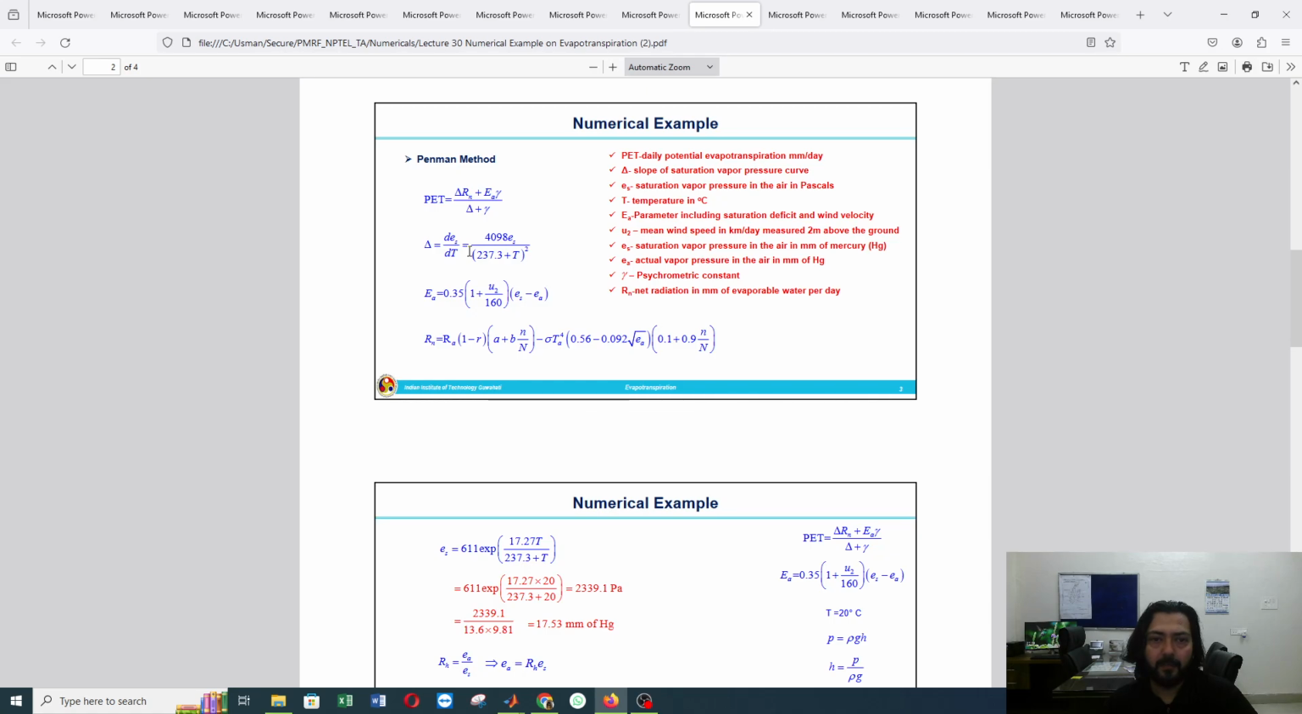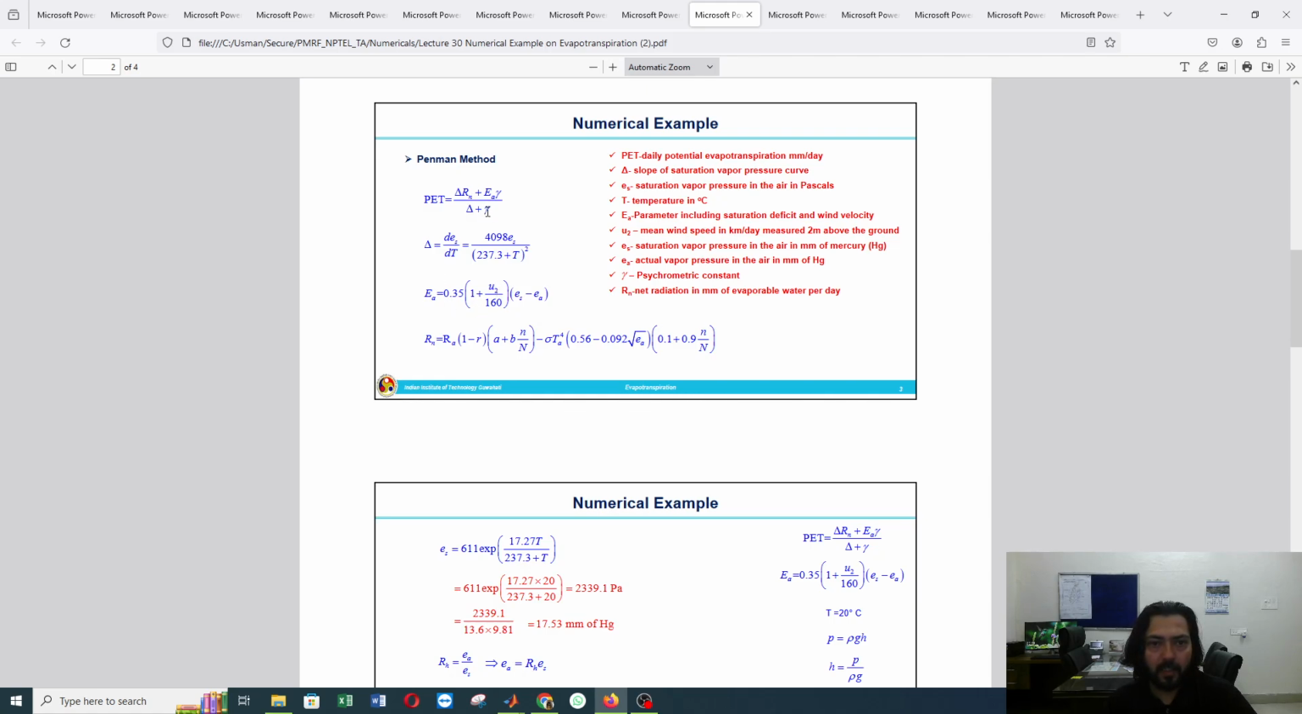The first term is to calculate delta. What is delta? Delta is nothing but the slope of saturation vapor pressure, which we can calculate by the equation dES by dT. Then we have to calculate EA. EA is the parameter which includes saturation deficit and wind velocity, that is ES minus EA, which is the saturation deficit, and U2 is the velocity at 2 meters above ground.